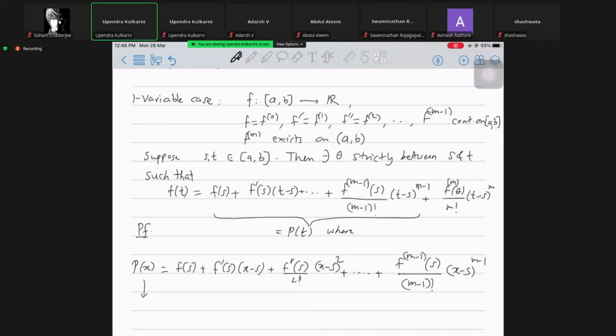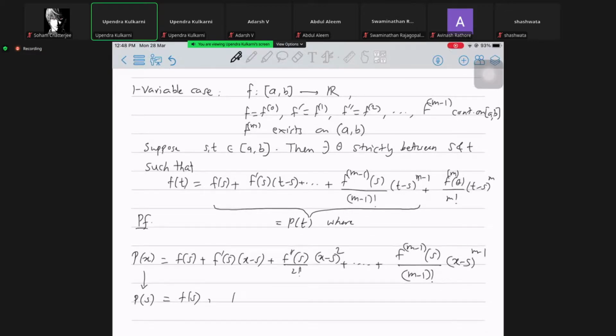The point is that if I evaluate this polynomial at s, well, only the first term survives. So I get f of s. But what about p prime of s? Well, the first term dies because it's a constant. Then all the terms from power 2 onwards also die when I evaluate at s, because the power of x minus s is still staying in them. And I pick up only f prime of s.